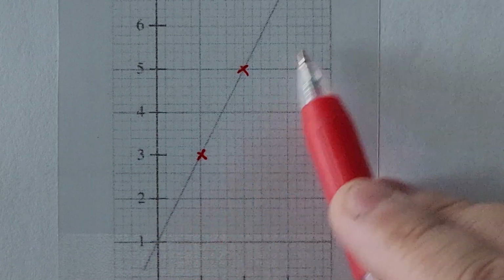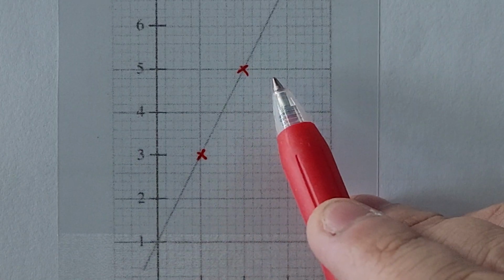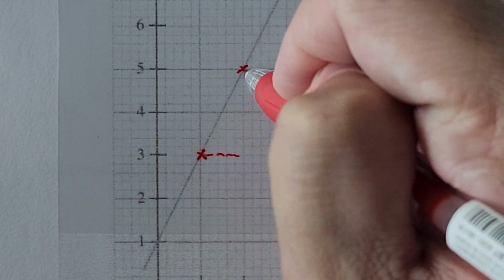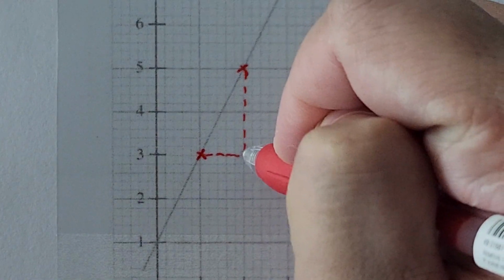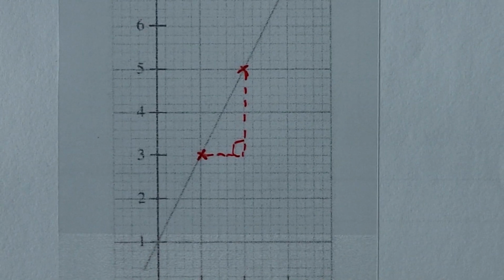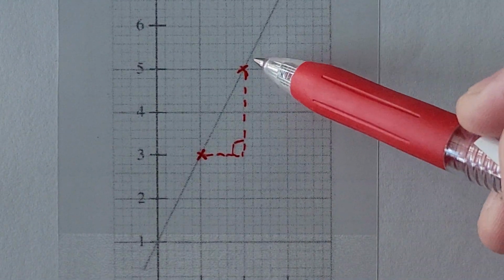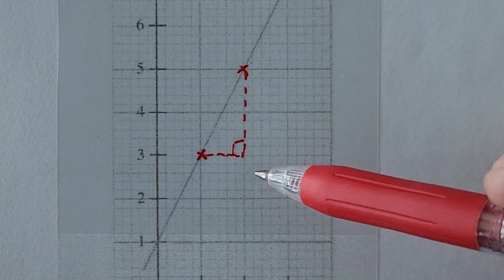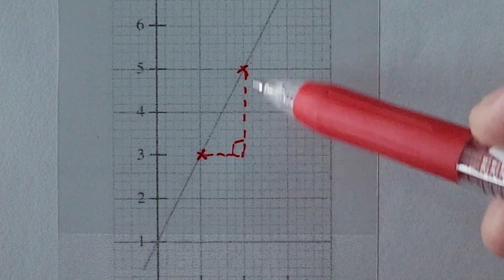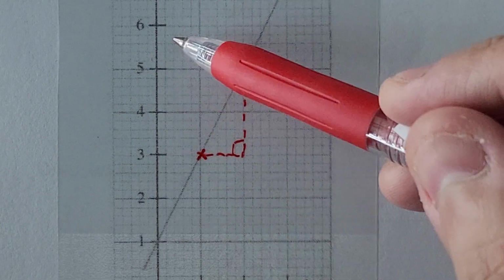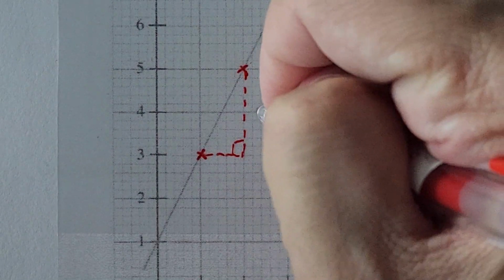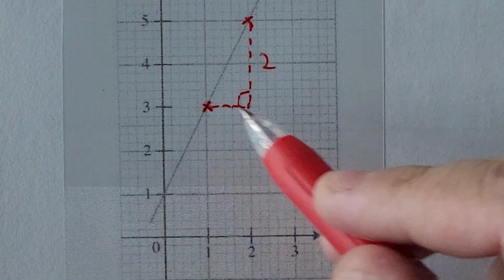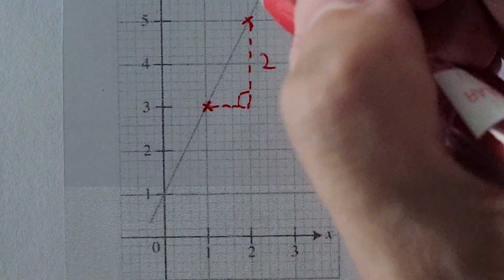So you go along the line, you choose 2 points. After that, what do you do with it? You form a triangle. Just use dotted lines, like what I'm doing here. Form a triangle, and then I note down the height and the base. Some basically call it the height over the base to find the gradient. So the height of this triangle is not 5, it is from 3 to 5, meaning the height is only 2 units. And same thing for the base, it is from 1 to 2, so the base is 1 unit.